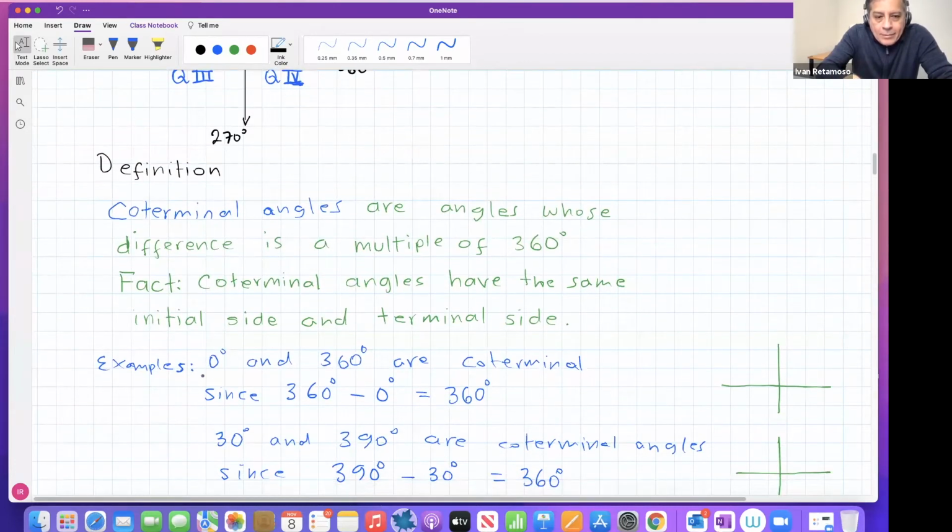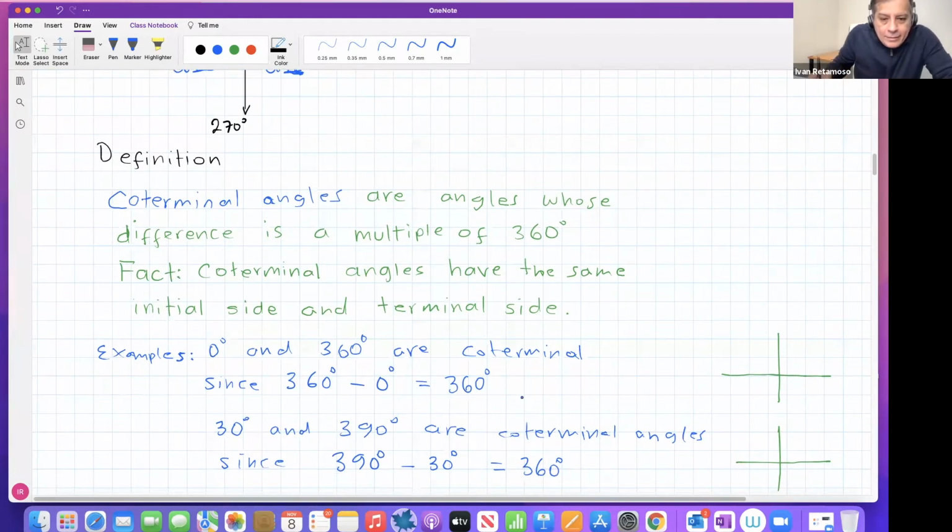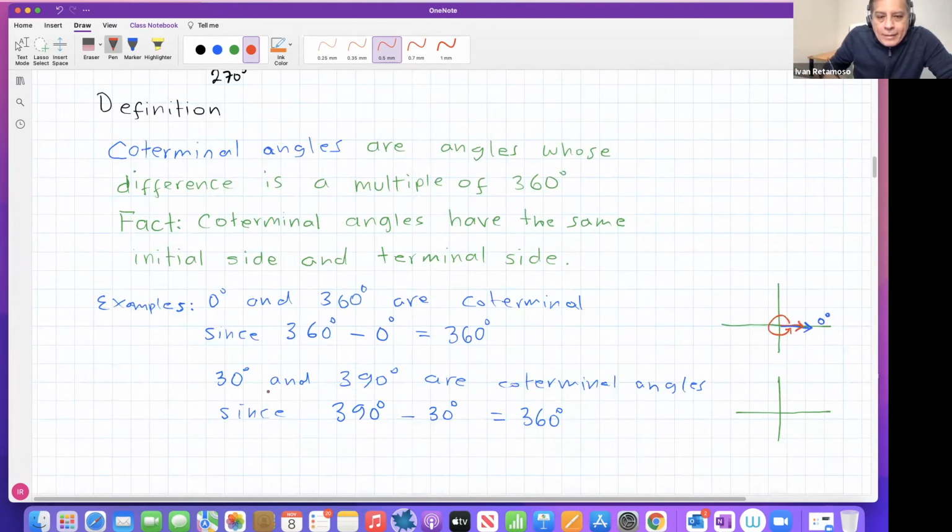All right, so for example, the angle 0 and the angle 360 are coterminal because the difference of the two angles is a multiple of 360, is 360 degrees, right? And if you graph these two angles, one angle is 0 degrees, the other angle is 360 degrees. You notice that the two angles have same initial side, same terminal side. They coincide. Now, also 30 degrees and 390 degrees are coterminal angles, since the difference 390 degrees minus 30 degrees equals 360 degrees, right? A multiple of 360.